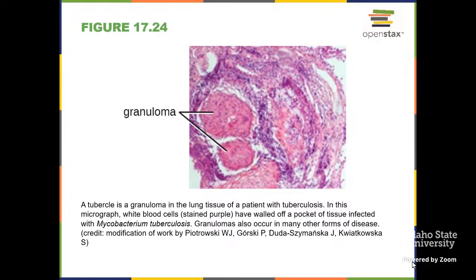This image shows a granuloma. This would be looking at lung tissue where we see this granuloma, a tubercle, all right? And that in turn is, as the name implies, these granulomatous formations within the tissue, right?